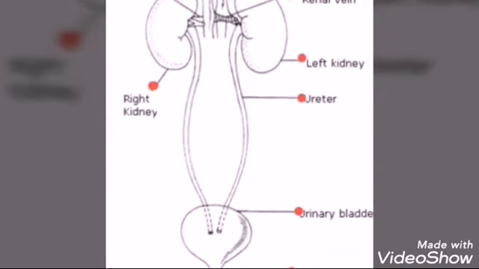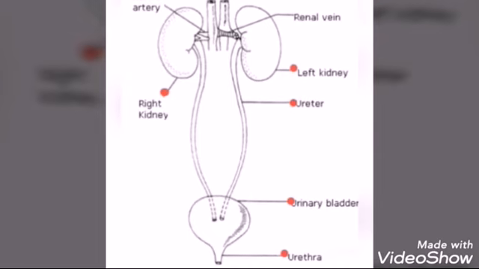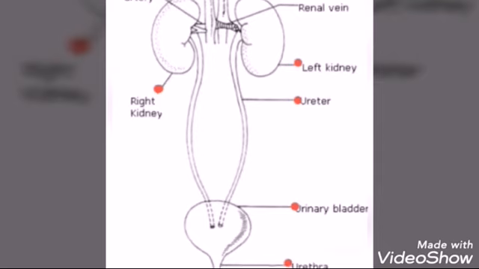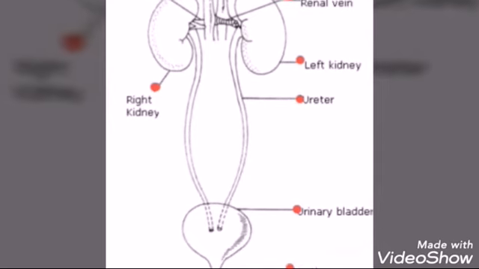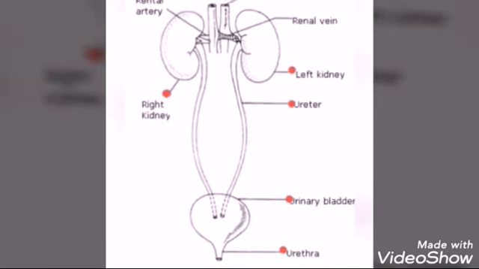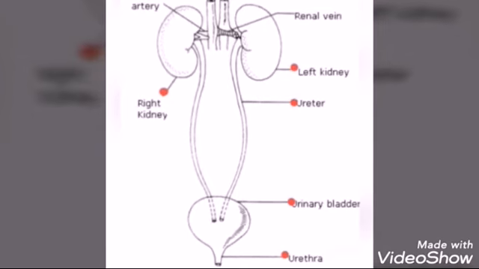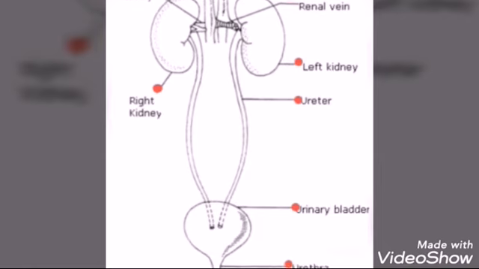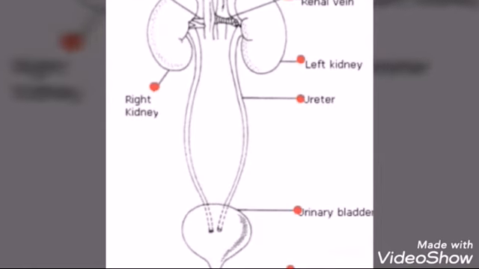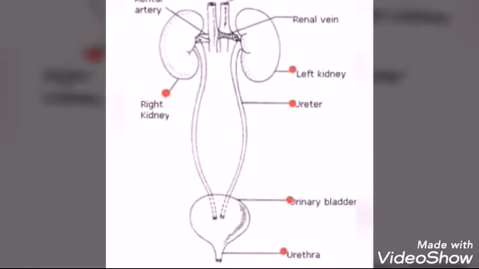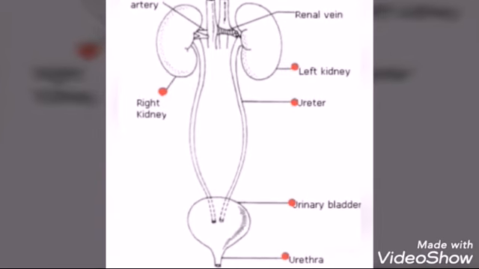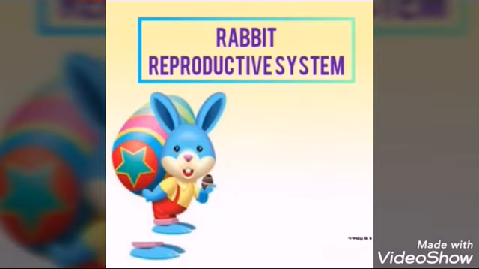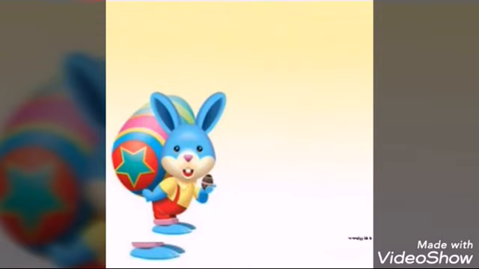Ureters are tubes made up of smooth muscle fibers that propel urine from the kidneys to the urinary bladder. Urinary bladder is a muscular sac-like structure. It temporarily stores urine. It is located in the pelvic cavity. It leads to urethra. Through this opening, urine is released out. This is about excretory system of rabbit. Next topic is reproductive system of rabbit.